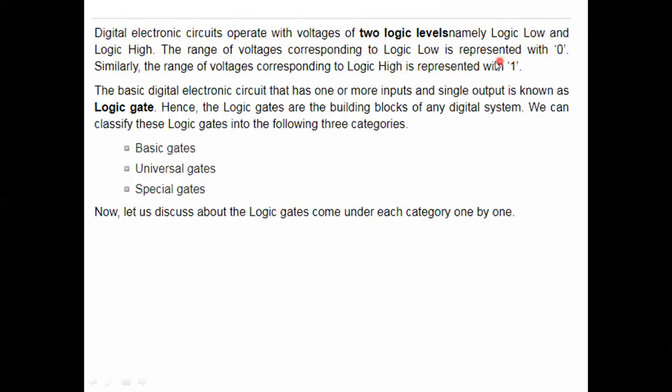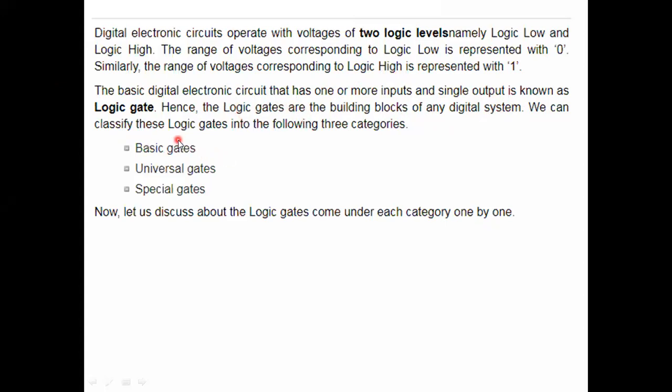The basic digital electronic circuit that has one or more inputs and a single output is known as a logic gate. It has a number of inputs and we get only one output from that logic gate. For implementing any digital system, these logic gates are the building blocks.